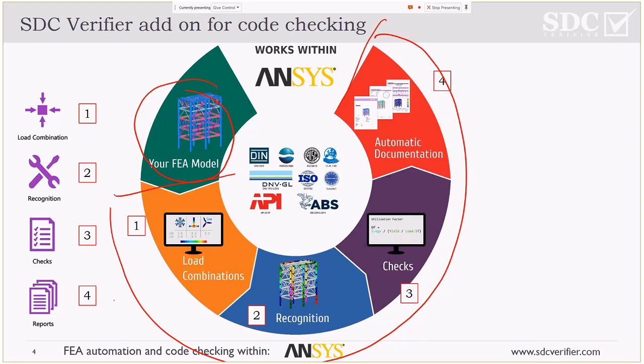So SDC Verifier helps you throughout the process, from the moment that your FEA model is finished, and then the full engineering process from load combinations, recognitions, checks, and automatic documentation. You set that up once, and then you can reuse that. And if results are not satisfactory, you only need to update your model, and you can click on rerun, and the full process, so the steps 1, 2, 3, and 4, the load combination, recognition, checks, and automatic documentation is done in an automatic way. Yeah, so that is a very, very big time saver.